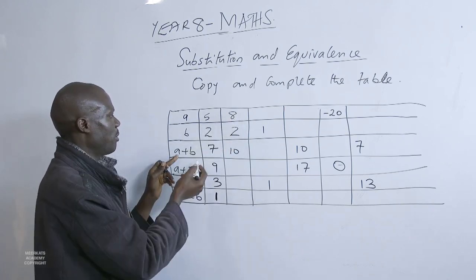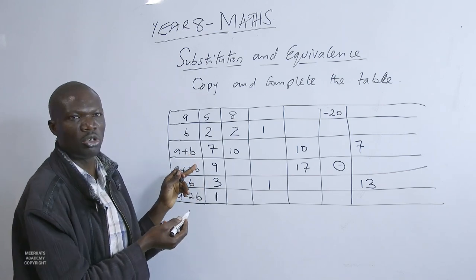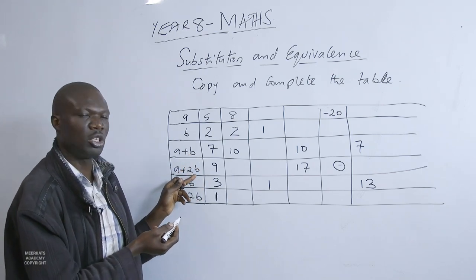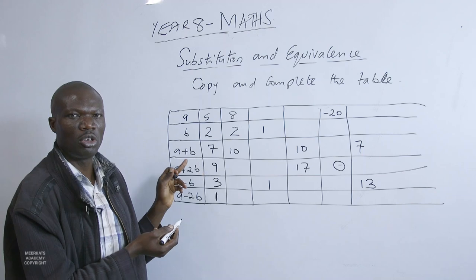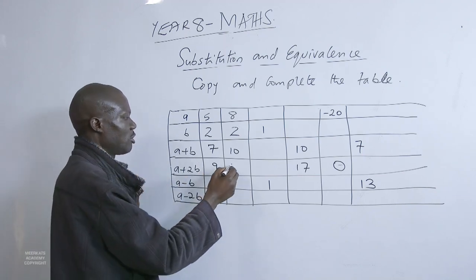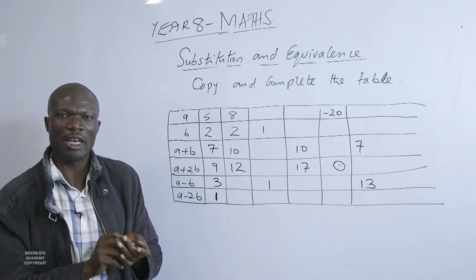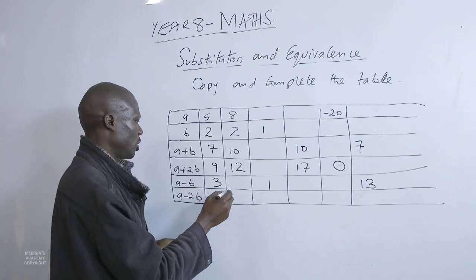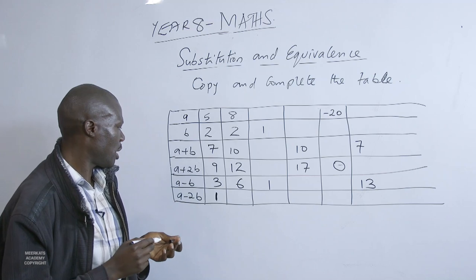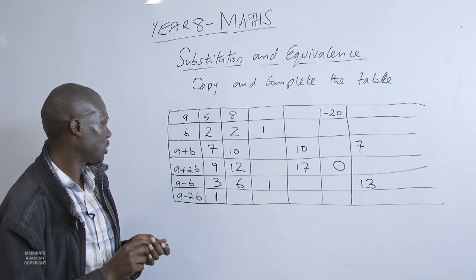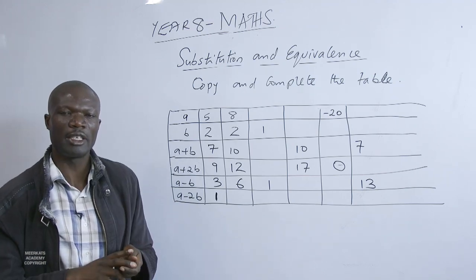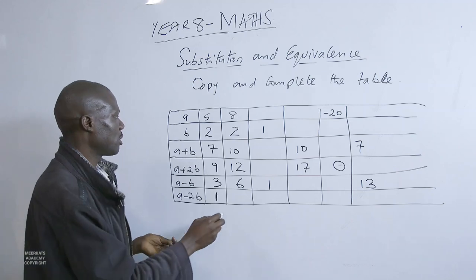For this other part, we are adding A, which is 8, plus 2B, which is 2 times 2, which is 4. So 8 plus 4 is 12. Here we have A minus B, that is 8 minus 2, which is 6. A minus 2B, that is 8 minus 4, which will give us 4.